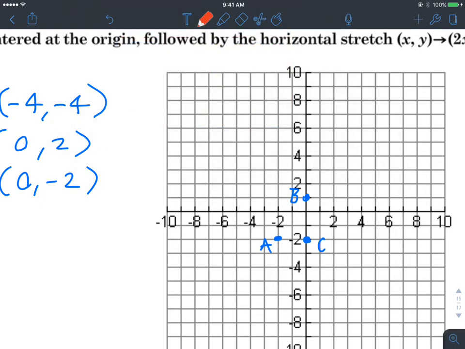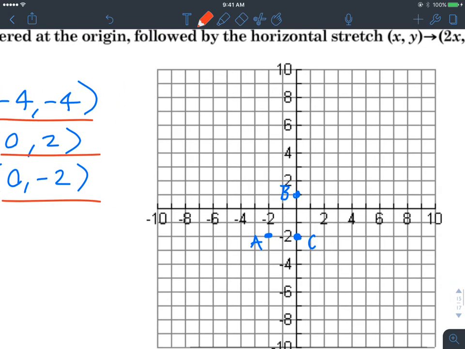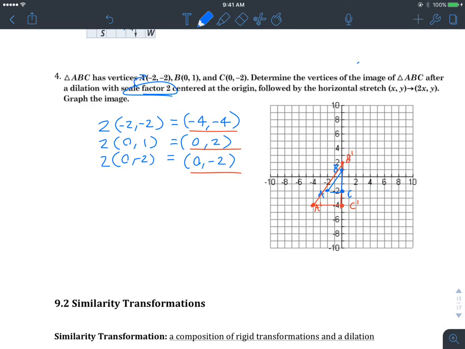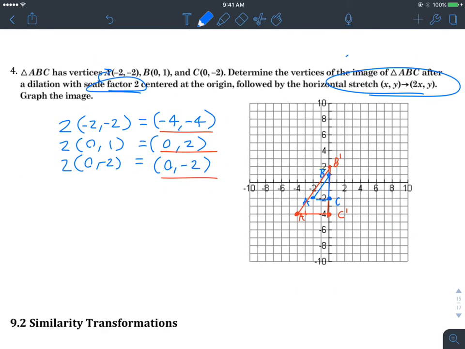And then let's do these new points here, A prime, B prime, C prime. We'll do that in red. Oh, whoops, I didn't go far enough there. So there's A prime, and then B prime, and then C prime. We'll go back and get my blue lines. So there's those, and then after that we want to do the horizontal stretch by 2.